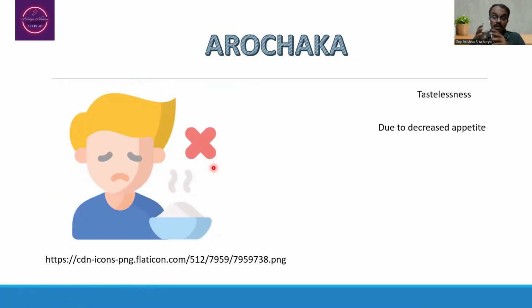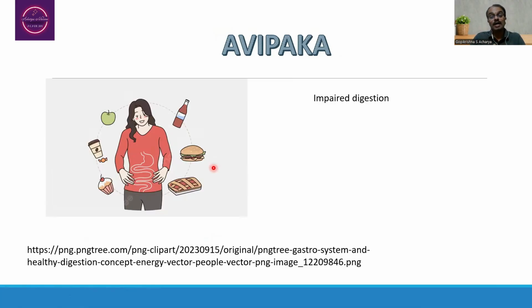Arochaka, so that is tastelessness. That is consequence of decreased appetite. Avipaka, because of the decreased appetite, the person will be having impaired digestion. So probably this may happen due to the adhyashana, vishamashana, viruddhashana, samashana, atyashana, etc.